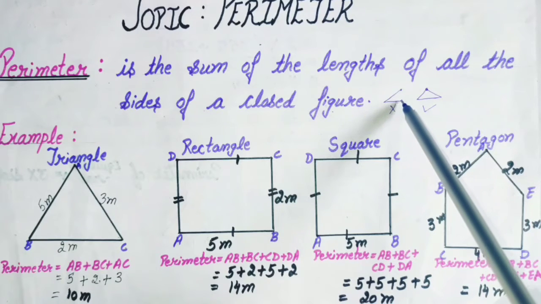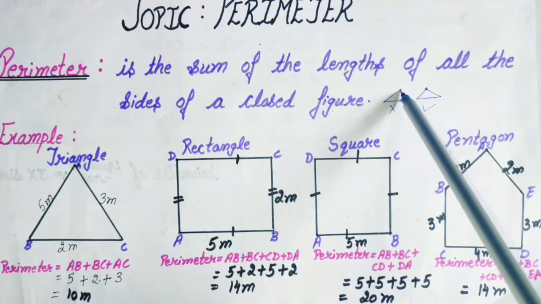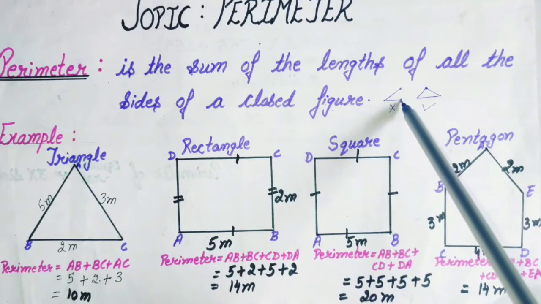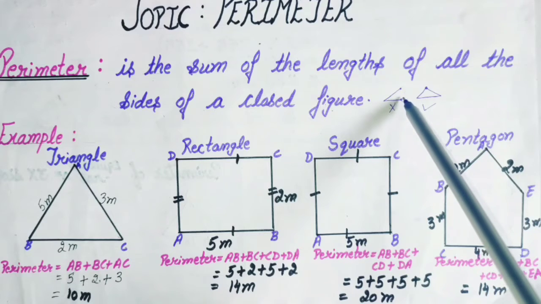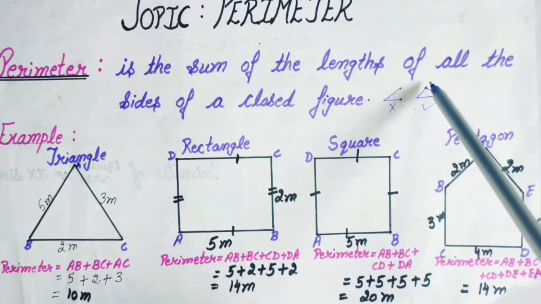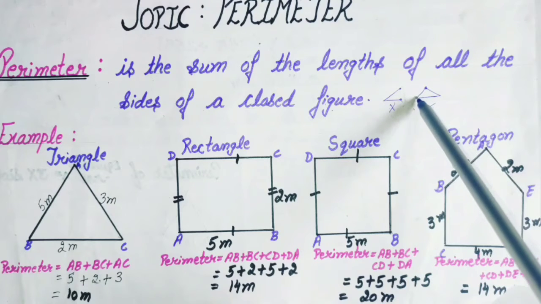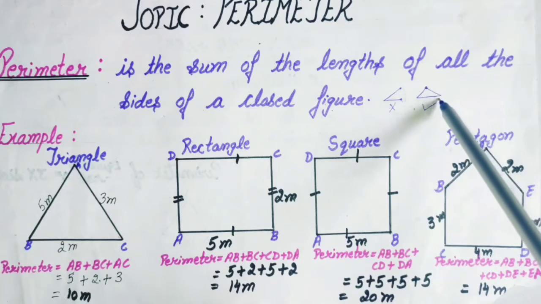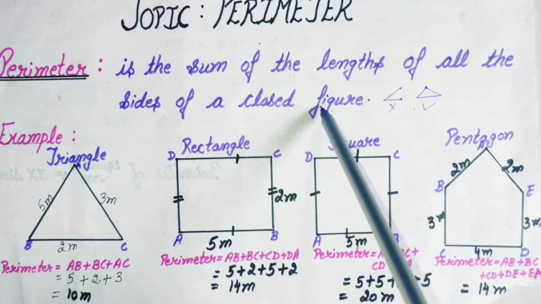Let us take this example. This is one figure which I have made. I have started making the figure from this point and the ending point of this figure is this. In this, the starting point and the ending point are different. So we can say that this is not a closed figure. But let us take this one figure in which I have started making the figure from this point and my end point of this figure is this. So when the starting point and the ending point of any figure are the same, we can say that it is called a closed figure.